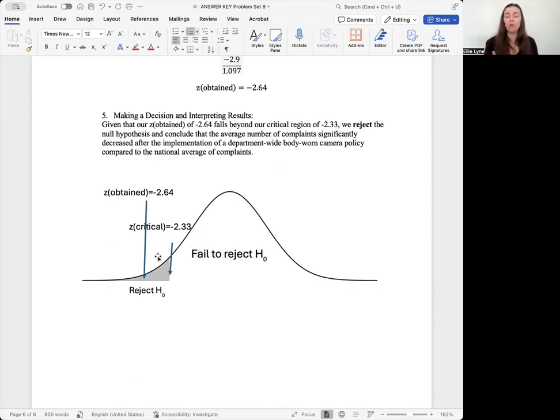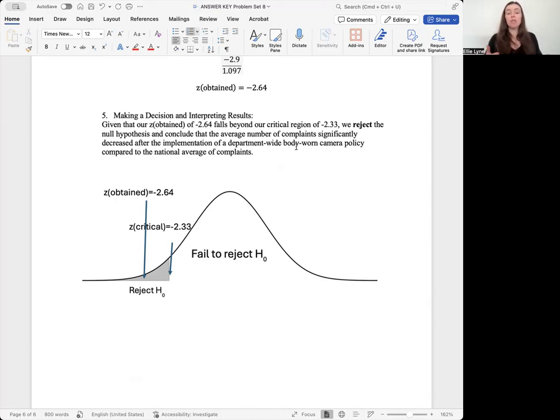So what does that mean within the context of this particular problem? Let's take a look at how we could interpret this for that researcher, or how she may go back to those police departments about how successful or unsuccessful that body camera policy actually was. So, given that our Z obtained of negative 2.64 falls beyond our critical region of negative 2.33, we reject the null hypothesis and conclude that the average number of complaints significantly decreased after the implementation of department-wide body-worn camera policy compared to the national average of complaints.